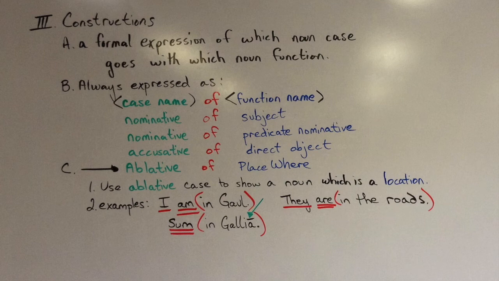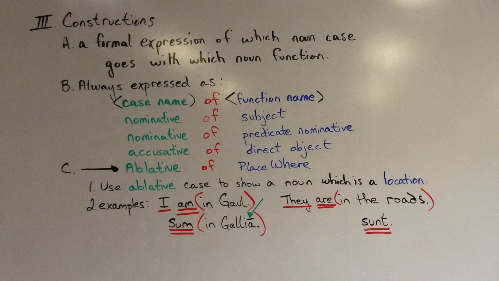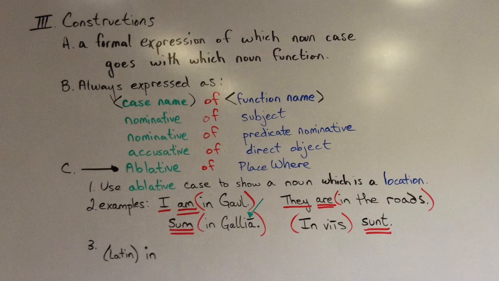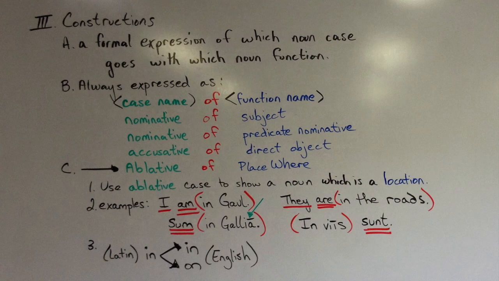Then, in our translation, we would translate they are as sunt, but we'll put it at the end of the sentence so that it means they are instead of there are. And then we would translate in the roads as in viīs, plural, and ablative. One final note on this, the preposition in in Latin is a bit strange because the preposition in Latin will translate to either the English in or on.